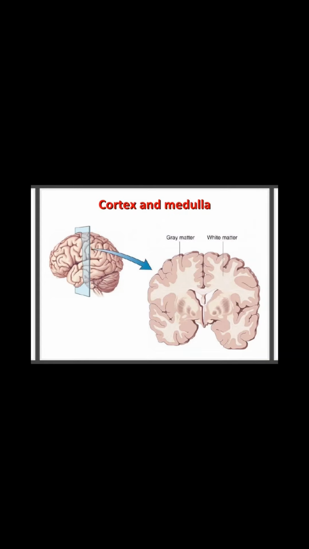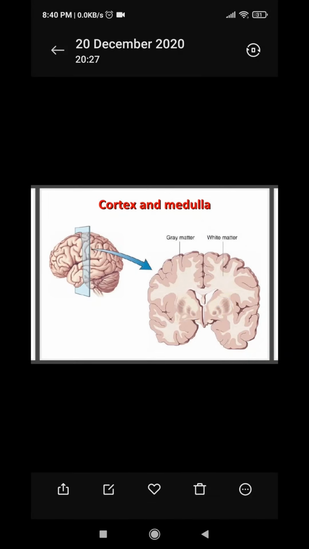Now the central region underneath the cortex consists of white matter. Here you can see the white matter. However, there are small masses of gray matter that also occur in the white matter. Here you can see small masses of gray matter which also occur in the white matter, known as nuclei.